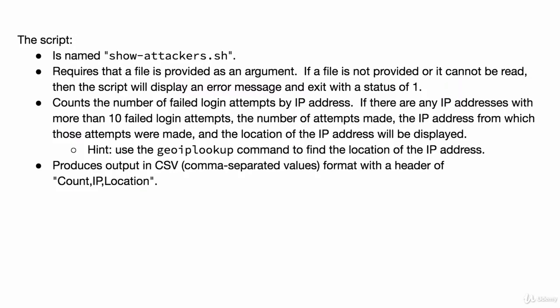For this shell scripting exercise, we're going to write a script named show-attackers.sh. This script is going to require a file be provided as an argument. And if a file is not provided or we can't read it for some reason, then what we're going to do is have the script display an error message and exit with an exit status of 1.